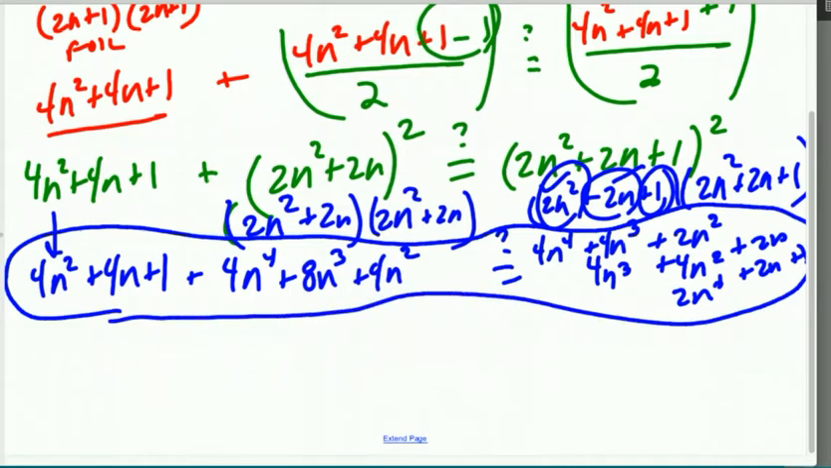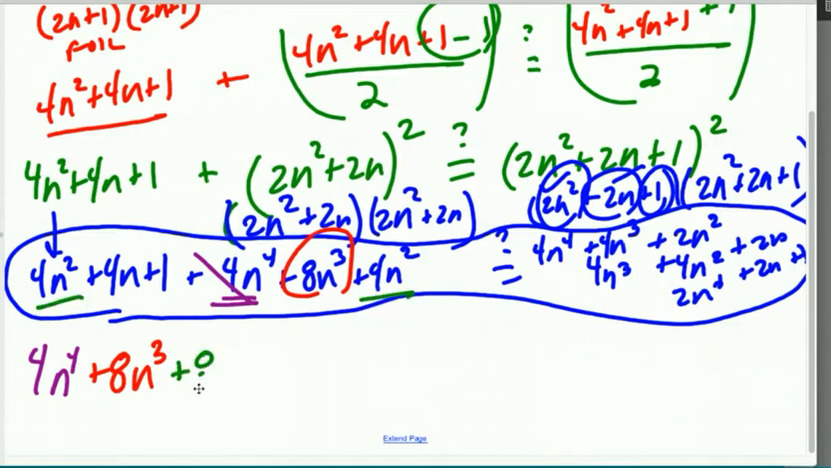Okay, well, let's clean up both. Over here, this is my only n to the fourth, so I have a 4n to the fourth. Great, he's done. I seem to have only this guy as an n cubed, so I have an 8n cubed. Great, he's done. I have this guy and this guy as an n squared, so I have an 8n squared. I have only this guy as a regular old n, and I have this solo plus 1.